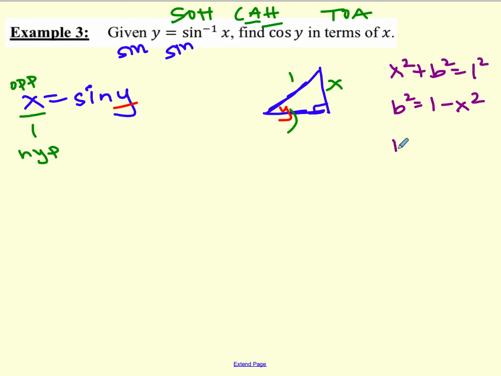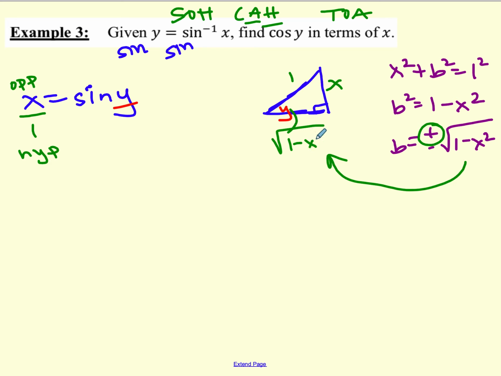And then we take our square root. So b is equal to plus or minus, remember, we take the square root, two answers, the square root of 1 minus x squared. Since we're talking about a triangle and we're talking about a side length, it's going to be positive. So we would have square root of 1 minus x squared. So from this information, I have set up my triangle and I have found all three sides.